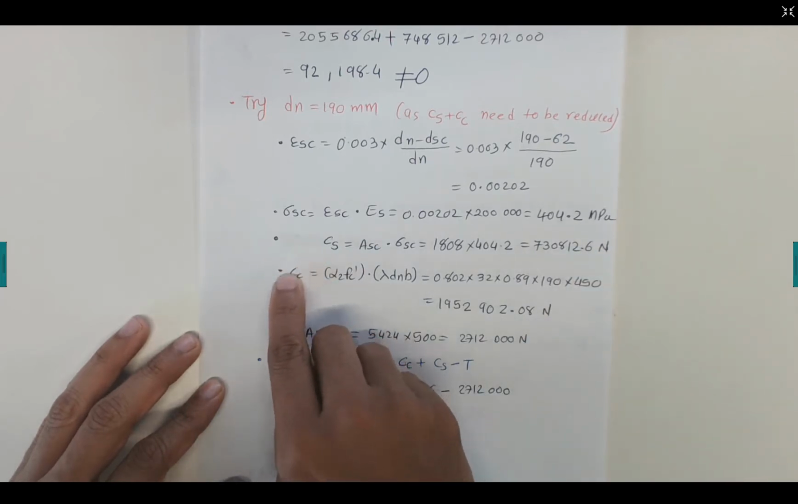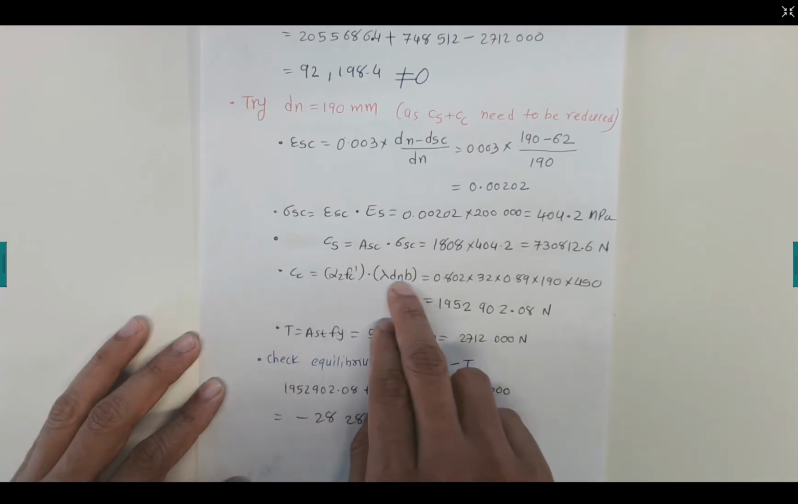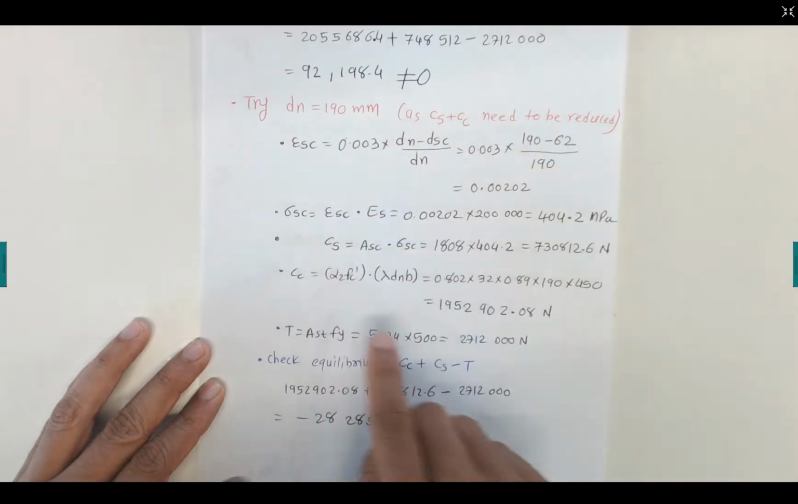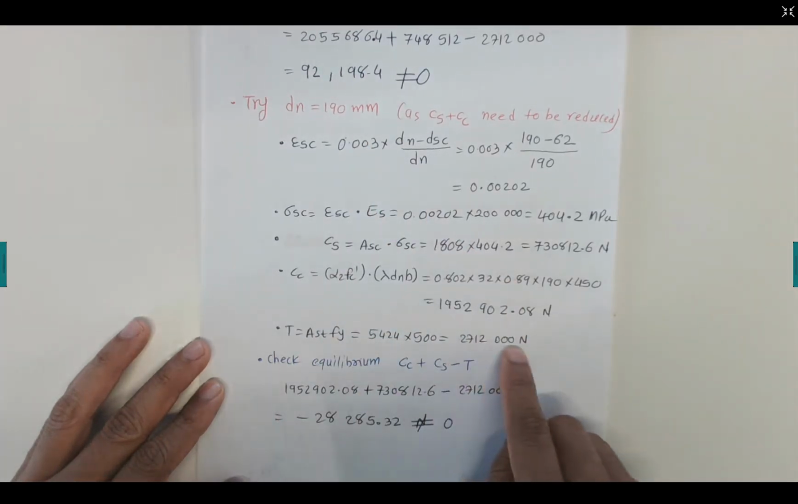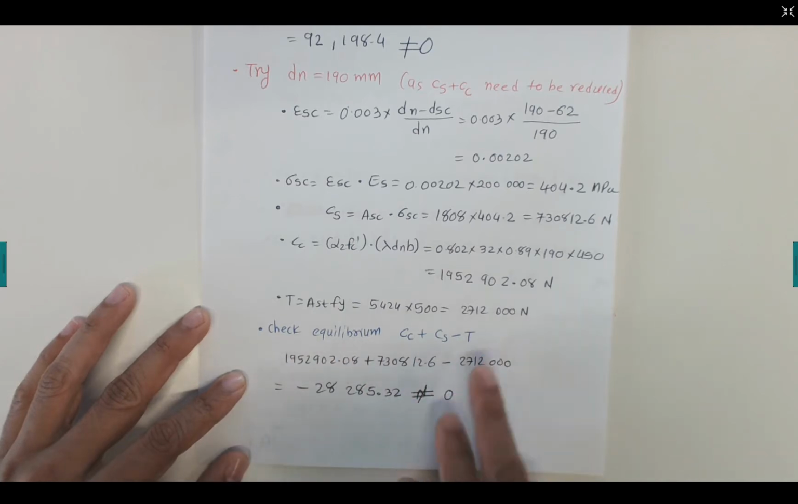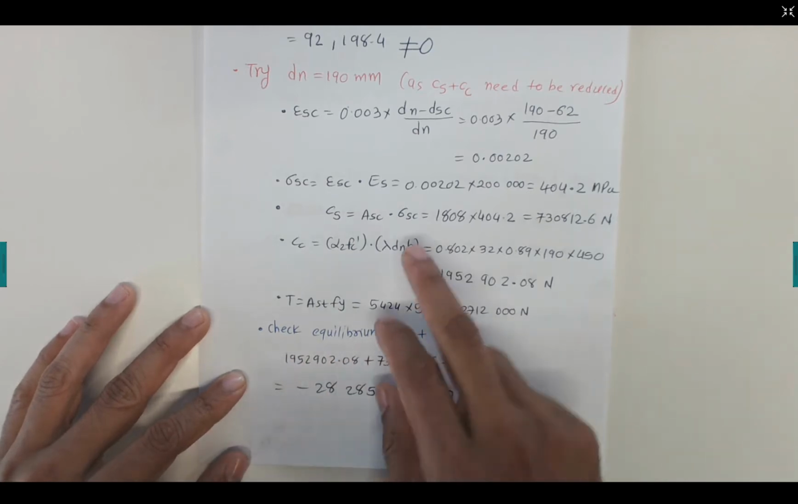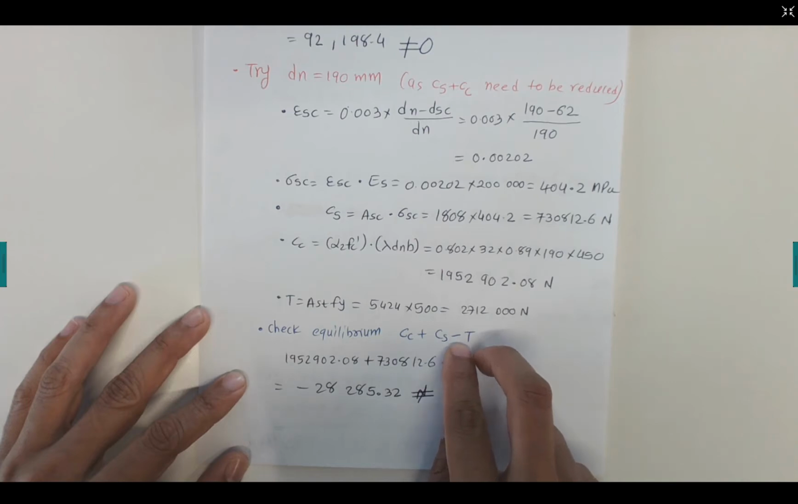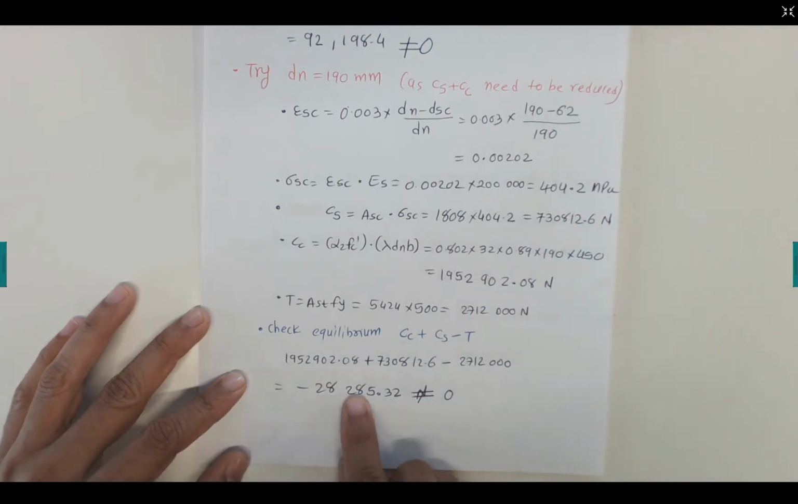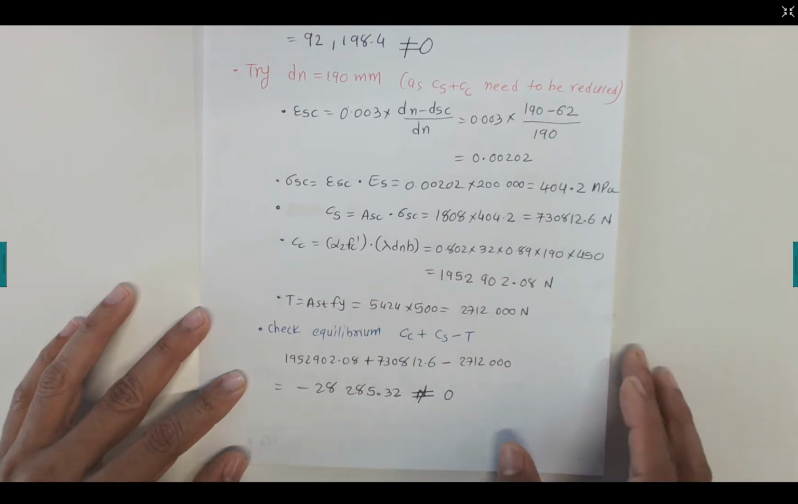Similarly we can calculate the compression force in the concrete. All the parameters are the same as in the previous steps except the DN value of 190 millimeters, and the tensile force is exactly the same as previous steps. Then we check the equilibrium, whether it's 0 or not. We substitute the two compression forces positive minus T. We have 3 forces that we substitute here. Now it has given a negative value, which is not equal to 0.